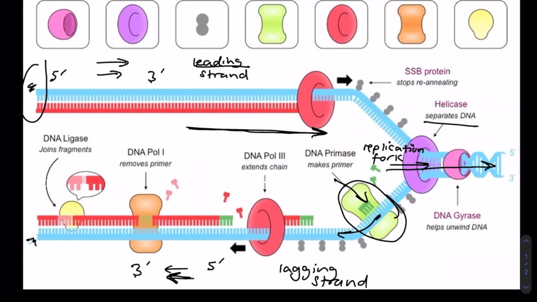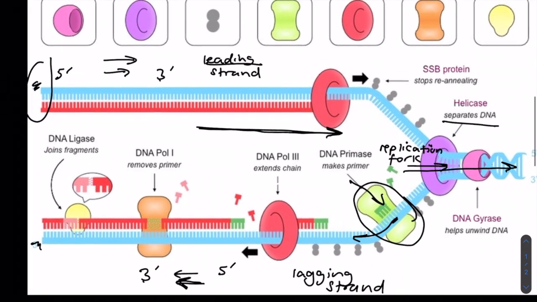Then finally, we have DNA ligase, and DNA ligase joins these Okazaki fragments together on the lagging strand to form a continuous strand, and it's now exactly the same as the leading strand. It does this by covalently joining the sugar phosphate backbones together with a phosphodiester bond.